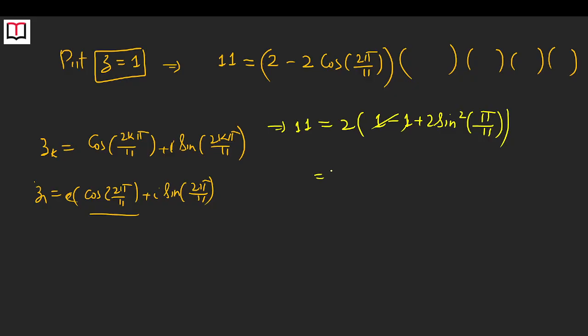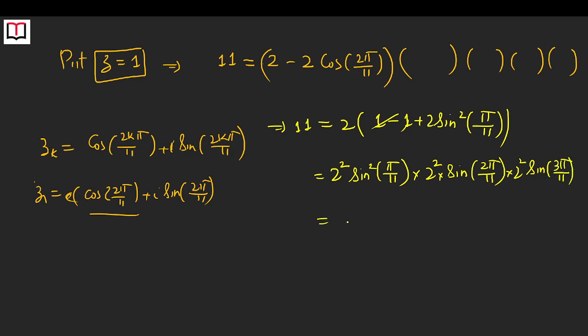So we got 2 square into sine square pi by 11. Another one will be 2 square into, I think all of you will understand, 2 pi by 11. Another one will be 2 square sine 3 pi by 11, 4 pi by 11, 5 pi by 11. So 2 raised to the power 10 into sine k pi by 11, k goes from 1 to 5. That's it. And this is 11 here.